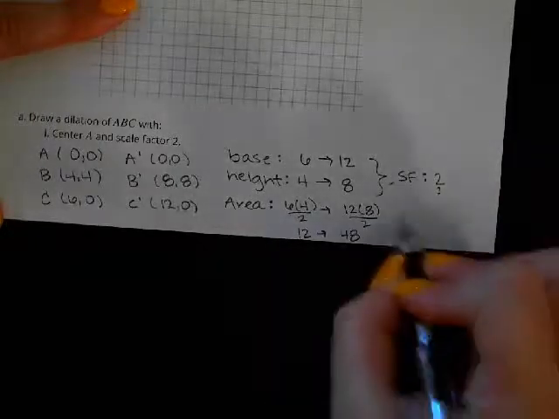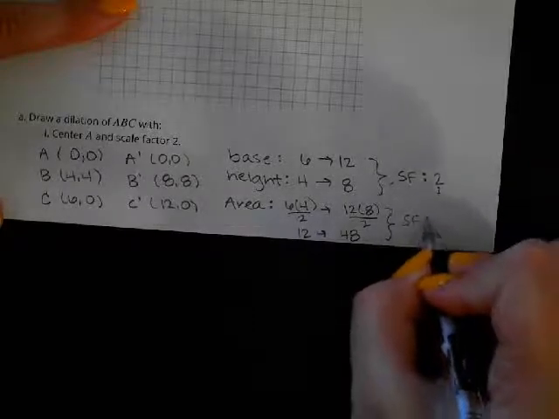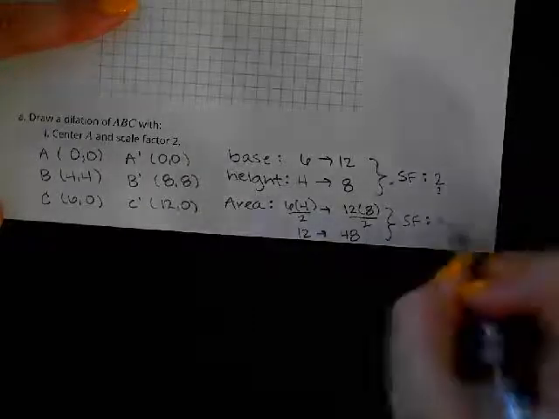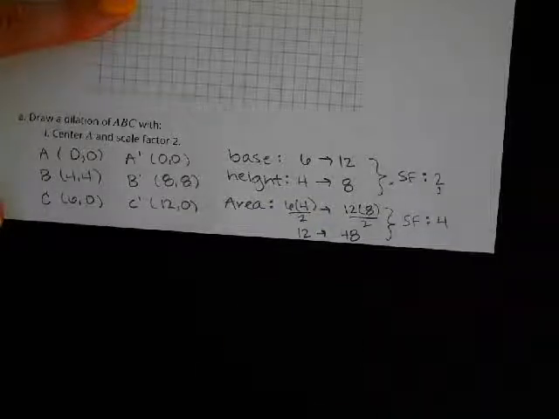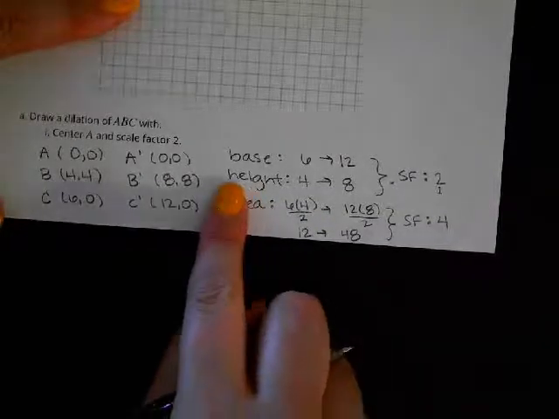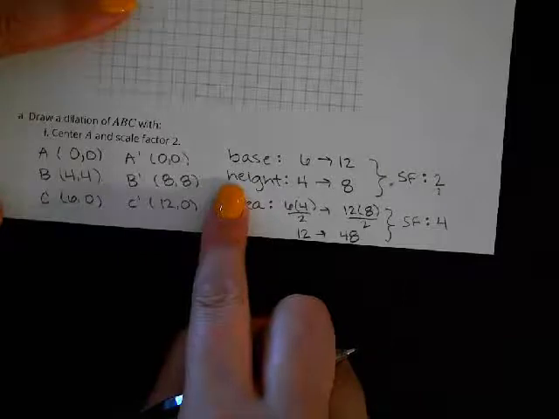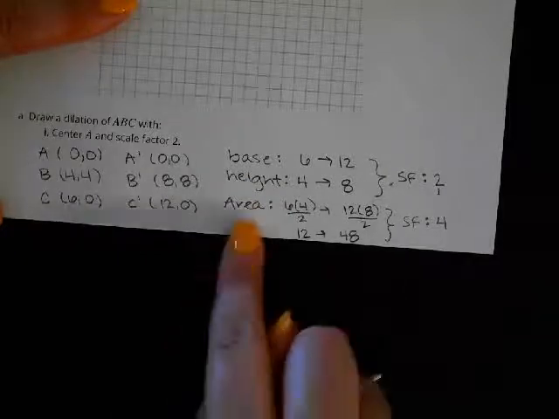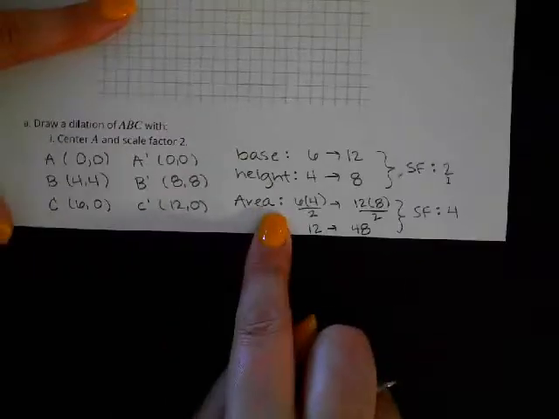So things that were measured with a length doubled. Things that were measured with an area quadrupled. Lengths doubled, areas quadrupled. So that's interesting.